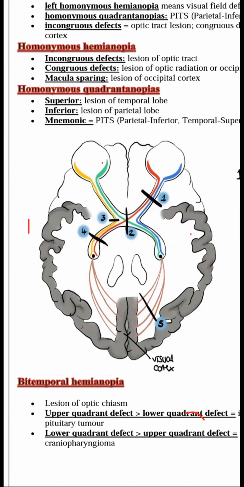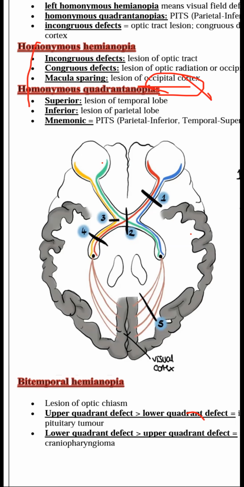Here, what's meant by congruous and incongruous? We know macular sparing. This is in the cortex and this is in the radiation. What's meant by congruous and incongruous? I have two important pieces of information. I will tell you to make it easy.